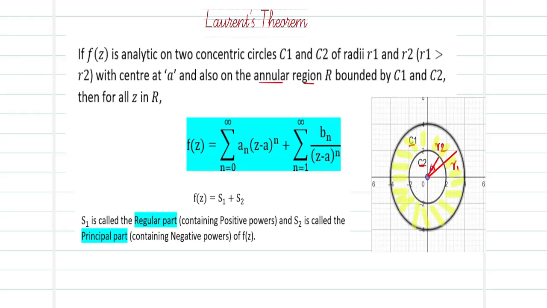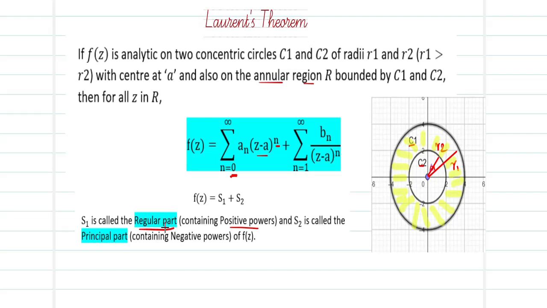So for any value of z in R, the expansion of the function f of z can be expressed as the summation of two series: summation n varying from 0 to infinity of an (z minus a) power n, plus summation n varying from 1 to infinity of bn over (z minus a) power n. Notice that the first series begins with 0. It has positive powers of the factor z minus a, and this first part is called the regular part.